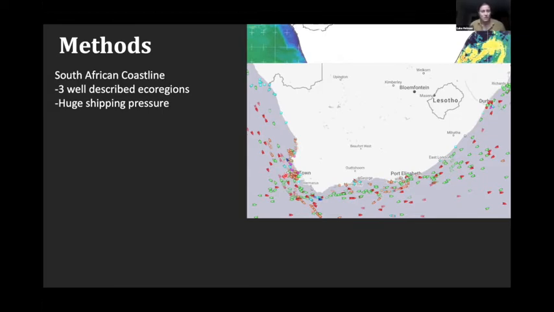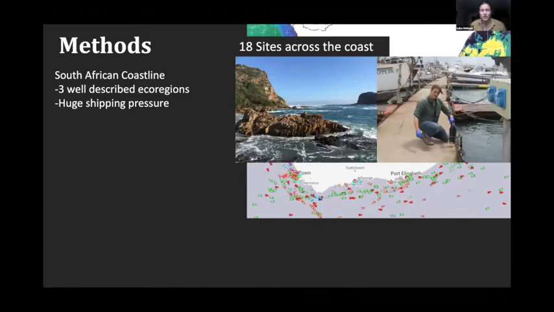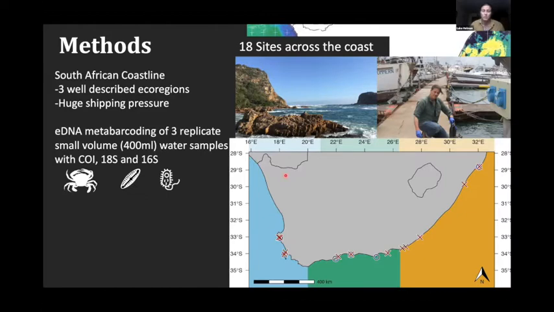So I went to 18 different locations across this coastline, and here's a map to give you an idea of the sorts of places I went. Don't worry too much about the differences between the icons, the crosses and the circles. They're designations of whether the site was more artificial, like a marina, or more natural, but I'm not talking about those analyses today. Then I did eDNA metabarcoding of 3 replicate water samples per site, and I sequenced them using 3 different genes, which I'm going to call CO1, 18S and 16S.